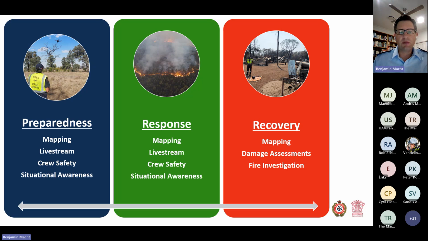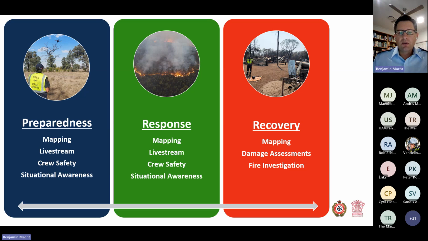With the live stream back to a control center, that decision making and situational awareness is right there. And there's the crew safety, where we support our crews on the ground, but also contractors. When there's a dozer pushing in a break, we can support them with the drone, just as an overwatch, making sure everything is working as planned.